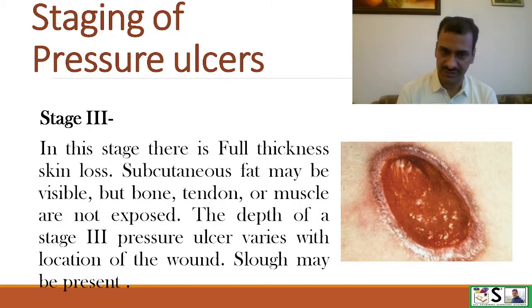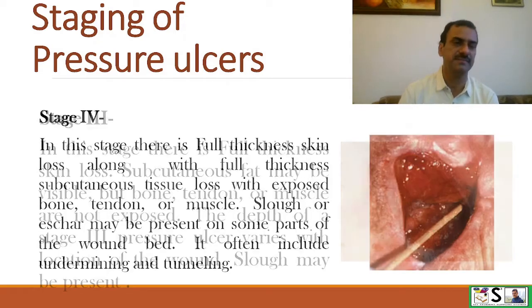In stage 3, there is full thickness skin loss, meaning epidermis and dermis are both lost. Subcutaneous fat may be visible, but bone, tendon and muscles are not exposed. The depth of stage 3 pressure ulcer varies with the location of the wound. Slough may be present in this stage.